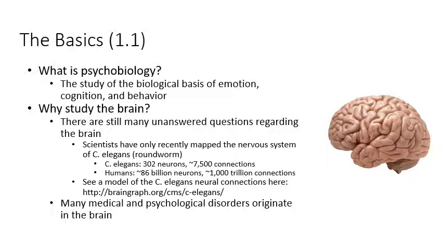Scientists have only recently mapped the nervous system, the entire brain and the rest of the nervous system, of the C. elegans roundworm, which is a pretty small and simple organism. It only has 302 neurons and over 7,000 connections between the neurons. So it's a relatively small neural system, and only recently have we mapped this. Humans, on the other hand, have about 86 billion neurons with trillions of connections, indicating that we're quite a long way from understanding the complexity of the human brain.